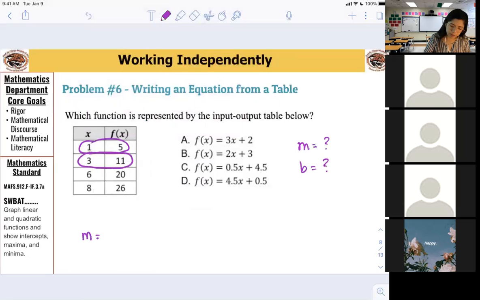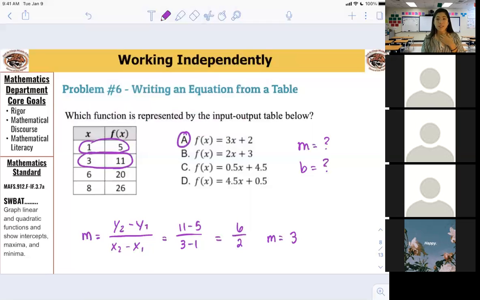And now I go into my formula. So this would be 11 minus 5 over 3 minus 1. What's 11 minus 5? 6. What is 3 minus 1? 2. 6 divided by 2? 3. So the answer is, which was the only correct one? Good, Bianca, A. That's all I needed to do.